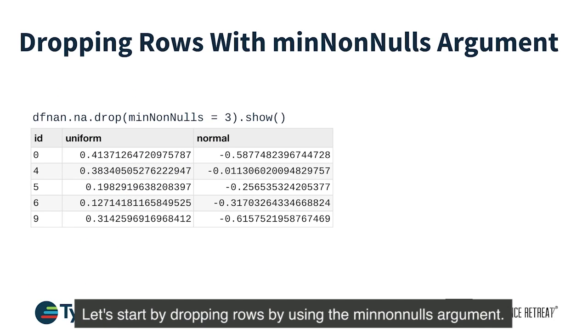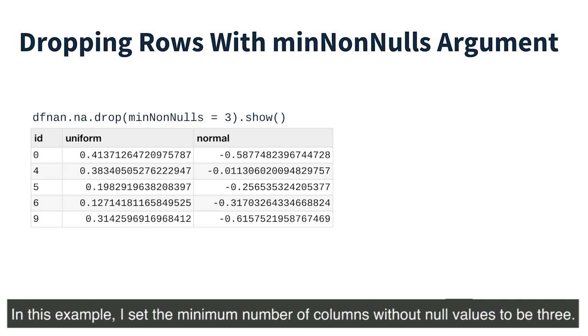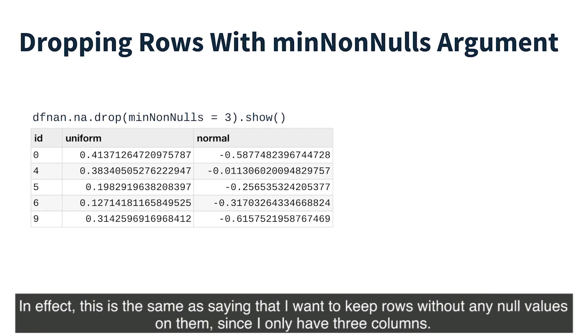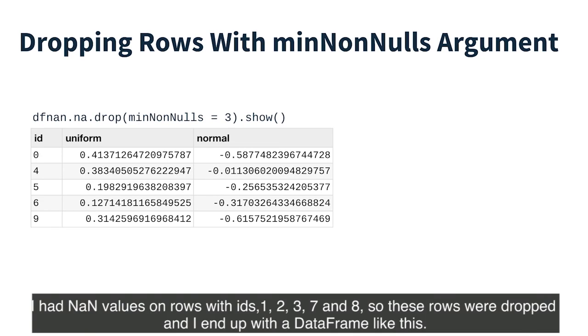Let's start by dropping rows by using the min non-nulls argument. In this example, I set the minimum number of columns without null values to be 3. In effect, this is the same as saying that I want to keep rows without any null values on them, since I only have 3 columns. I had NaN values on rows with IDs 1, 2, 3, 7, and 8, so these rows were dropped, and I end up with a data frame like this.